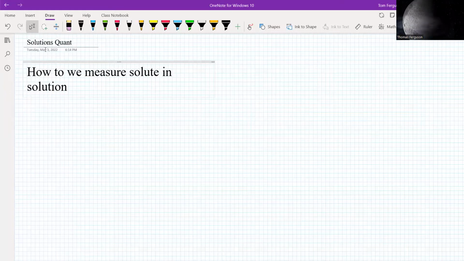So how do we measure solute in solution? All of you are familiar with the word concentration. Something's more concentrated, there's more solute compared to something that's not concentrated. So what is the common unit we've been using in this class so far? Moles.